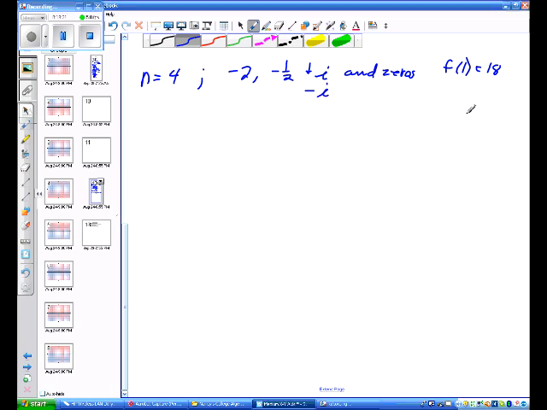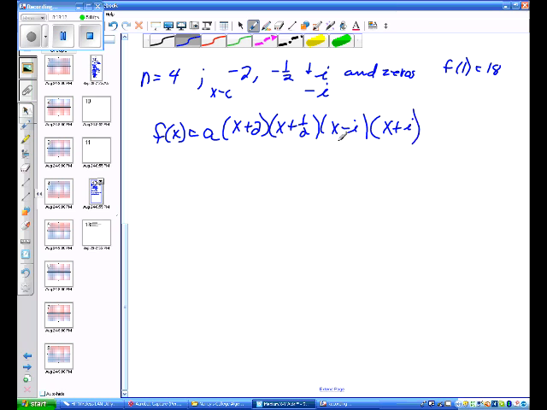And we want it to go through the point (1, 18). When x is 1, we want y to be 18. So we can start off by writing it as a product of a non-zero constant times the factors. Remember, for the factors, this is x equals -2. You can set it equal to 0 and solve, or you can remember your factors are in the form of x minus c. So x minus -2 would be x plus 2. X minus -1/2 would be x plus 1/2. X minus i and x plus i.